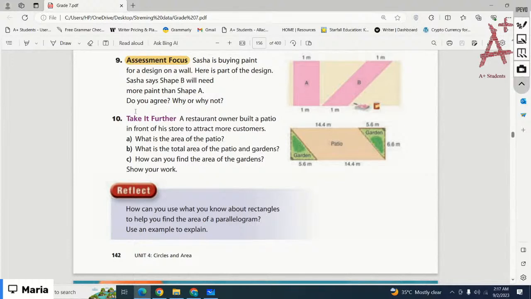First of all, you have to calculate for the A part the area of the patio, right? The patio is the parallelogram, you can see, right? The area in between, the green one, that is the patio. So the base of the patio is 14.4 and the height is 6.6. Let's just calculate the area of the patio first.